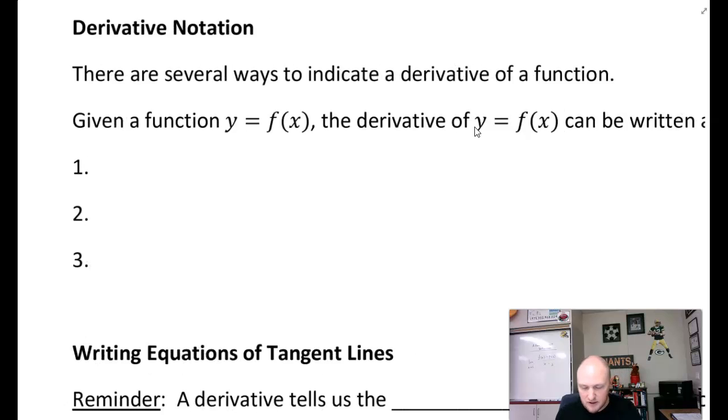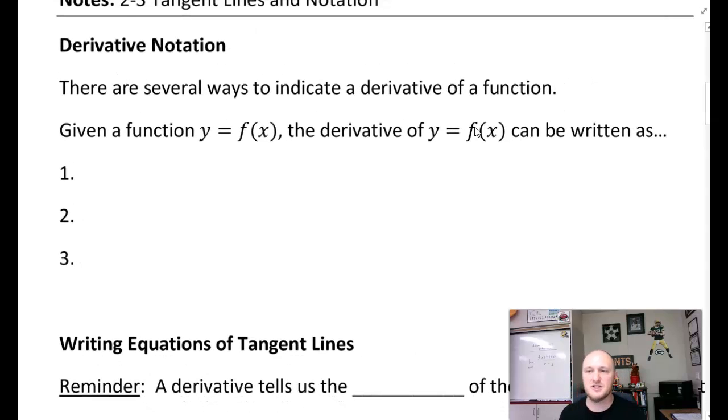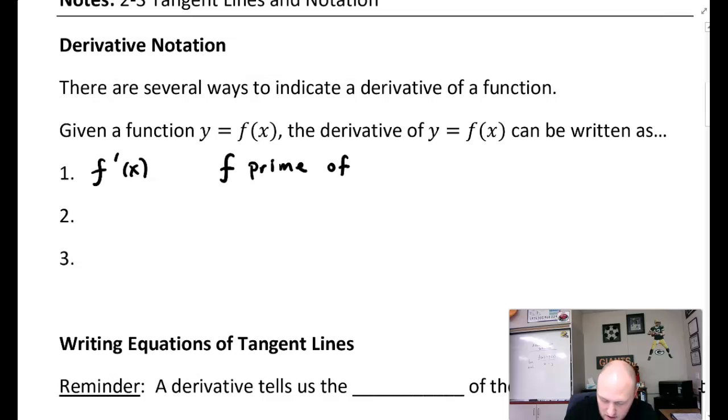So, given a function y equals f of x, the derivative of y equals f of x can be written as f prime of x. And this is how it is read, f prime of x. So that little apostrophe right by the f, that indicates that you are taking a derivative, f prime of x.